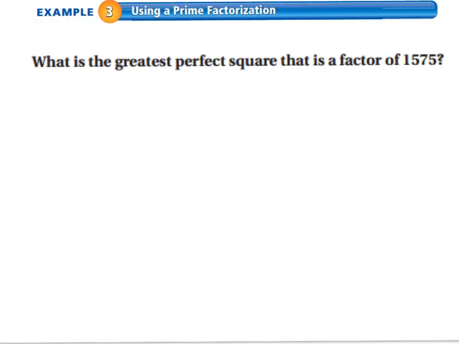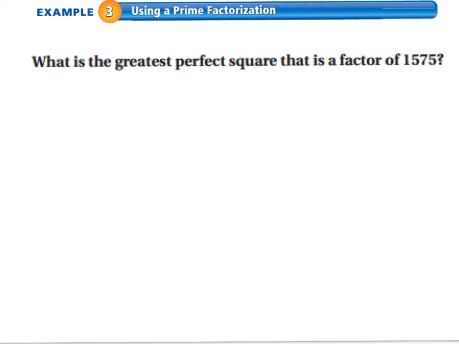Example 3, using a prime factorization. What is the greatest perfect square that is a factor of 1575? Remember back from lesson 1.2, the square of a whole number is a perfect square. So what we're really being asked is, what is the greatest whole number that we can square that is a factor of 1575? Because 1575 has so many factors, it wouldn't be efficient to list all of the factors and check for perfect squares.